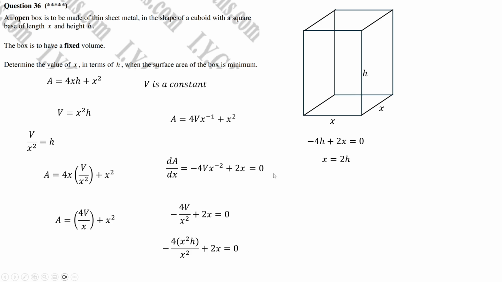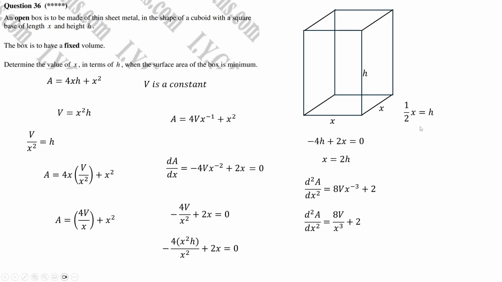Okay, and then we're going to show that this is actually a minimum value for x. So we're going to differentiate this a second time. Minus 4 multiplied by minus 2 is positive 8v x to the minus 3 plus 2. Plug x into there. Oh no, sorry, you don't even have to do that. You can just say that we know x is definitely going to be positive because it's a length. So all of this is definitely going to be positive. But if you'd prefer to show it normally, we know that a half x equals h.